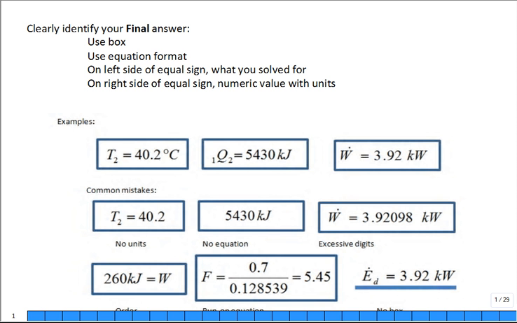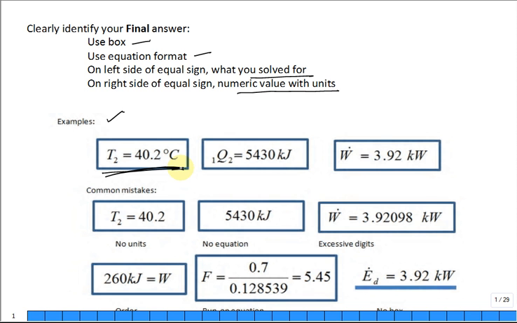When you are on an exam, I need you to be clear about what your answer is. So use a box on your final answer. Put an equation inside the box, meaning there's an equal sign, something to the right of it, something to the left of it. To the left is what you were looking to solve for symbolically, like T for temperature, P for pressure, W dot, whatever. And then to the right side of the equal sign, a numeric value with units. Here are some examples. Look good?